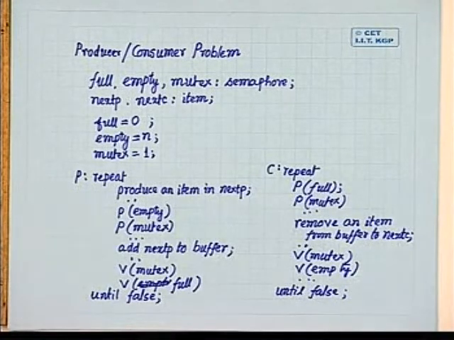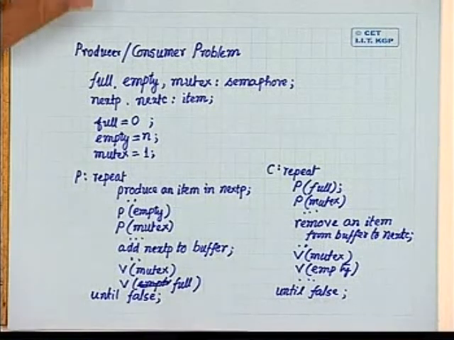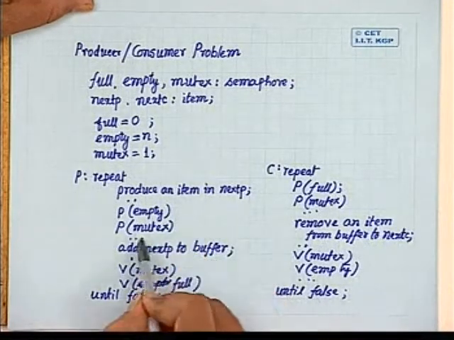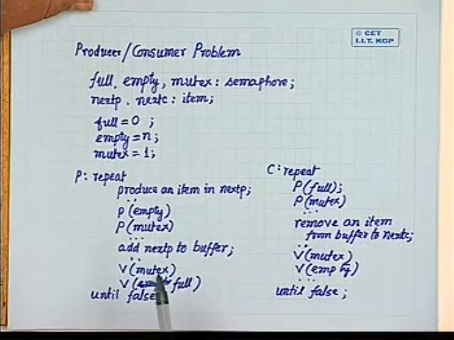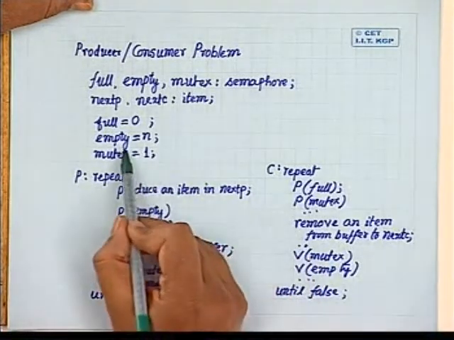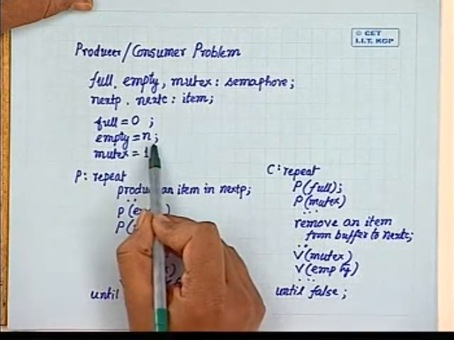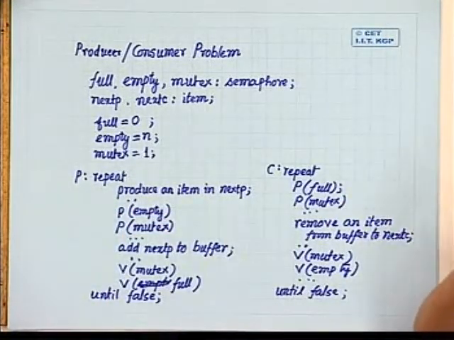So you can write the producer and consumer processes like this. So whenever a producer process produces an item and wants to put that item into the buffer, firstly the producer process will perform a P(empty) operation. Okay. And you find that empty is initially n. That means initially all the locations in the buffer are empty. There is no item in the buffer.